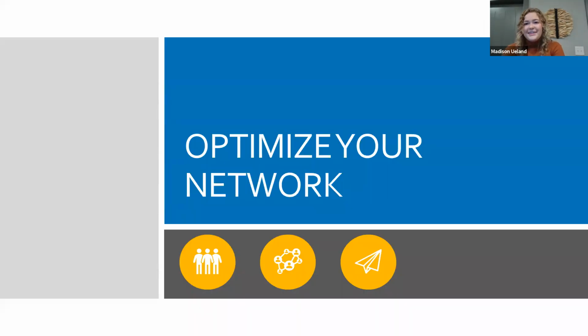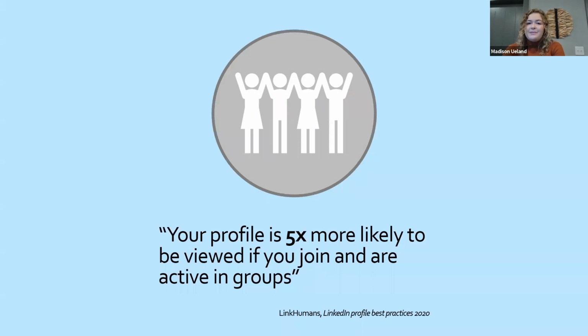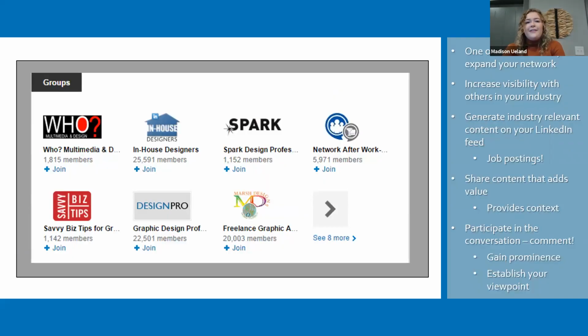And then optimizing your network, because that's what LinkedIn is all about. So, groups and influencers. Your profile is 5 times more likely to be viewed if you join and are active in groups. Groups are one of the fastest ways to expand your network, and a great way to get exclusive job postings. You'll also get relevant content in your LinkedIn feed, because of course you want to join groups that are relevant to the industry you want to be in.